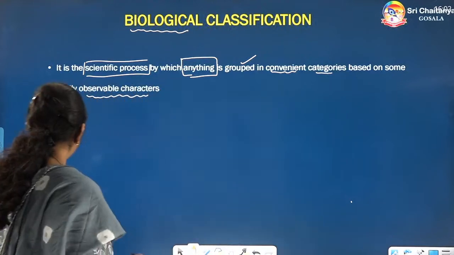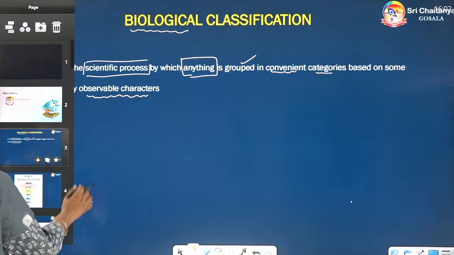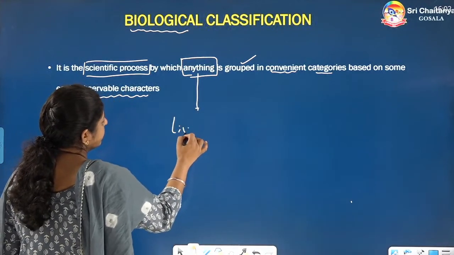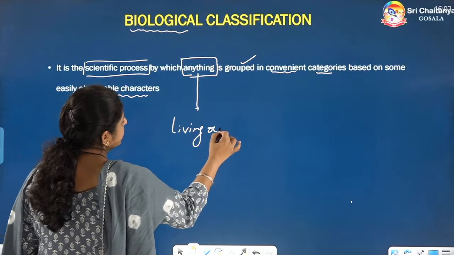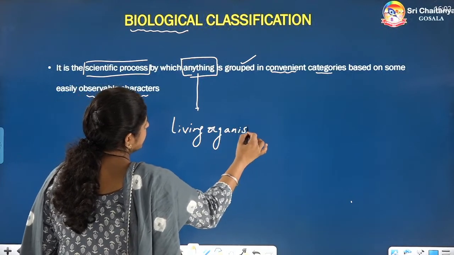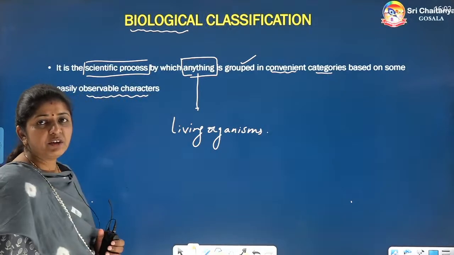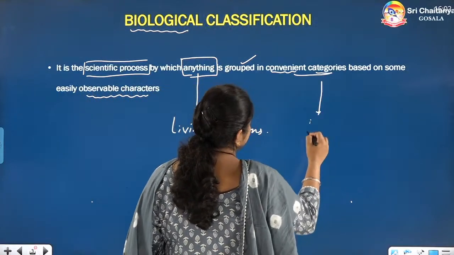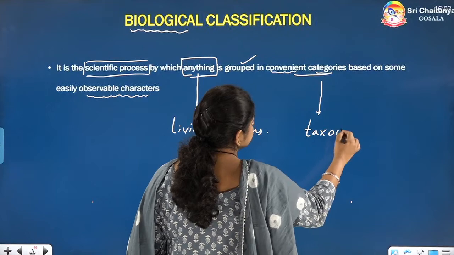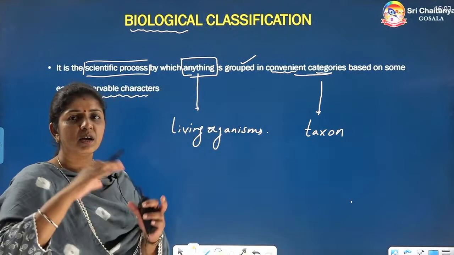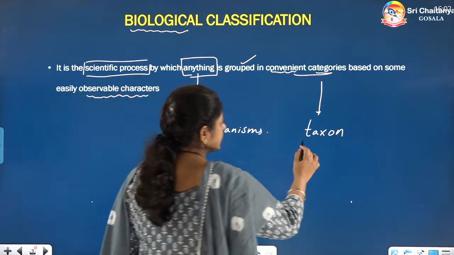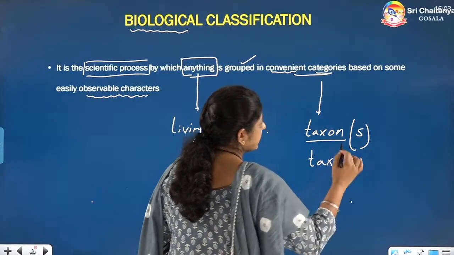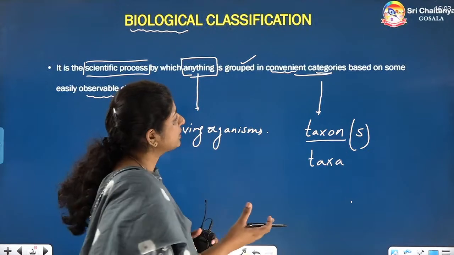So now next, what are we classifying here? Living organisms into convenient categories. Here those categories, technically you call as taxon. Taxon means a group. It is a singular word. Its plural will be taxa.